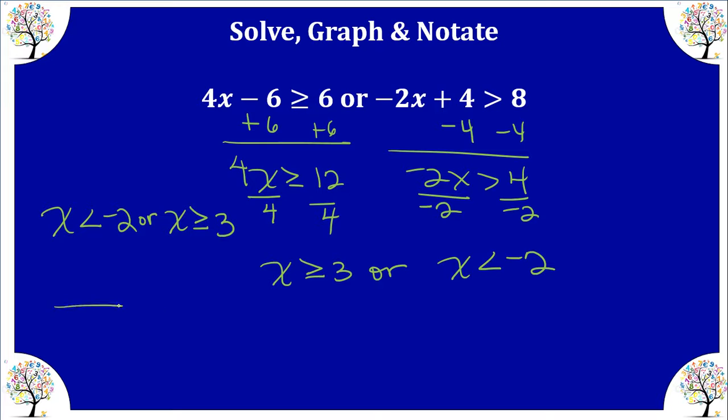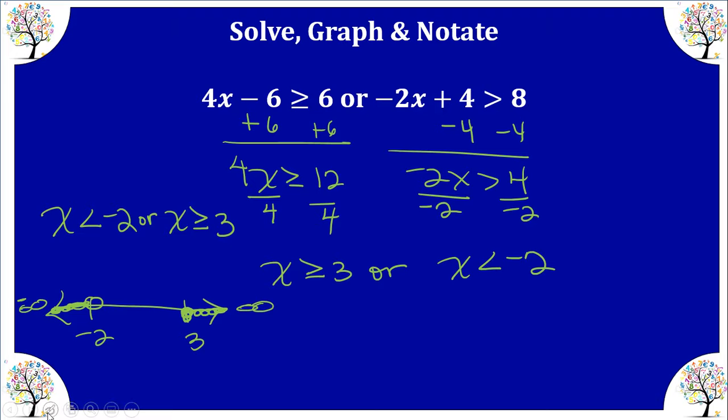So let's plot this. We're considering negative 2 and also 3. So x is less than negative 2. It's not included, going toward negative infinity. Then we have x is either equal to 3 or it's greater.